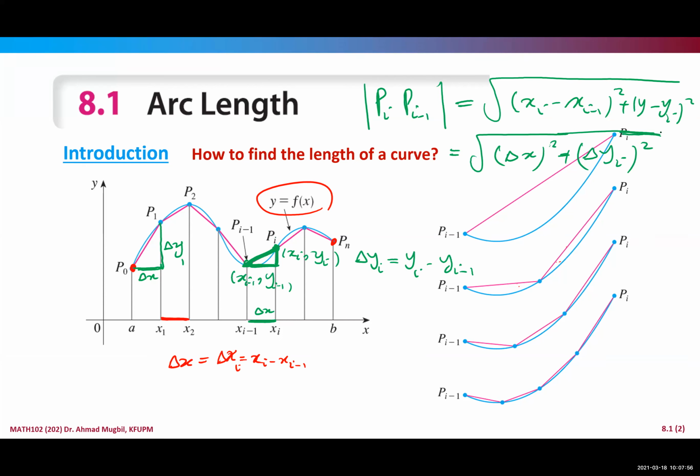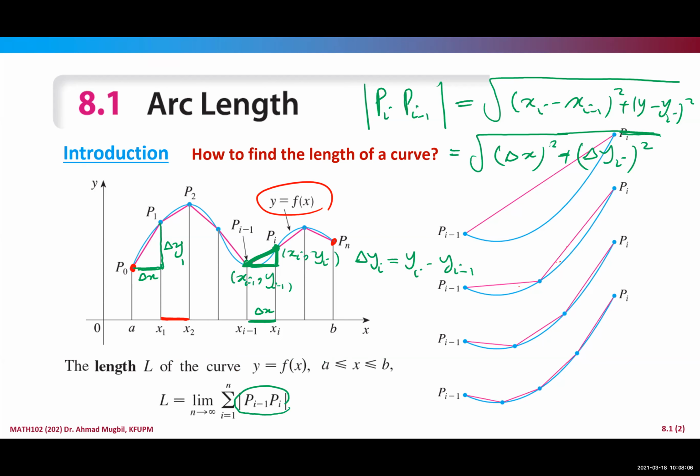So as Sufyan said, this is of course the idea to find the length of the curve. We will find the length of all the line segments. So assume that we have n lines. We will find the length of each line, then we will sum them up, then we will take the limit. We will let n go to infinity to have the exact length.